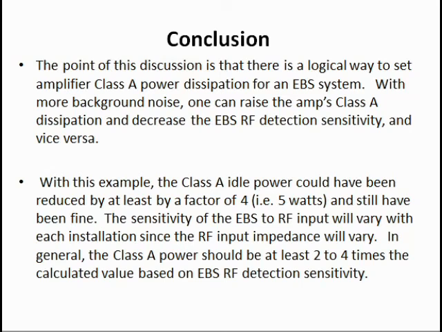Hope this is not too confusing. It allows you a rational way to set the idling current with the EBS circuit not triggered, and gives you a criteria, if you have a problem with background noise, for how to adjust your sensitivity and how much Class A power to dissipate. You can vary the sensitivity simply by putting a resistor in series with the RF input to the EBS circuit.